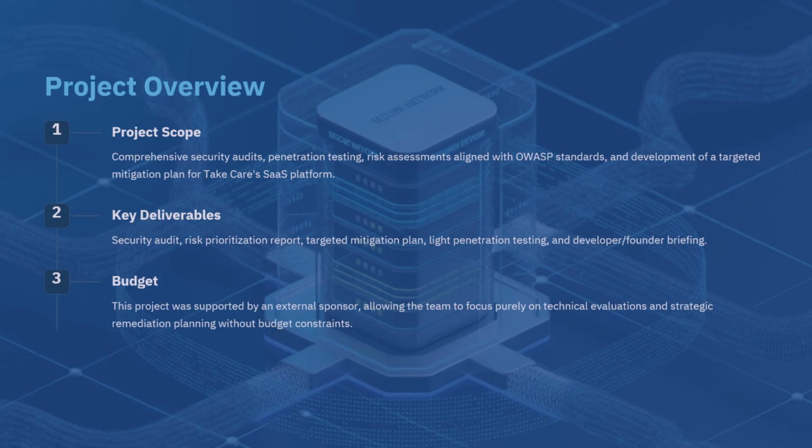Key deliverables. We produced several deliverables. First was the full security audit report, which documents our findings in detail. Second was the risk prioritization report, which organizes those findings from most to least critical. Third was the targeted mitigation plan, which maps each recommendation to a specific risk and provides a path of remediation.